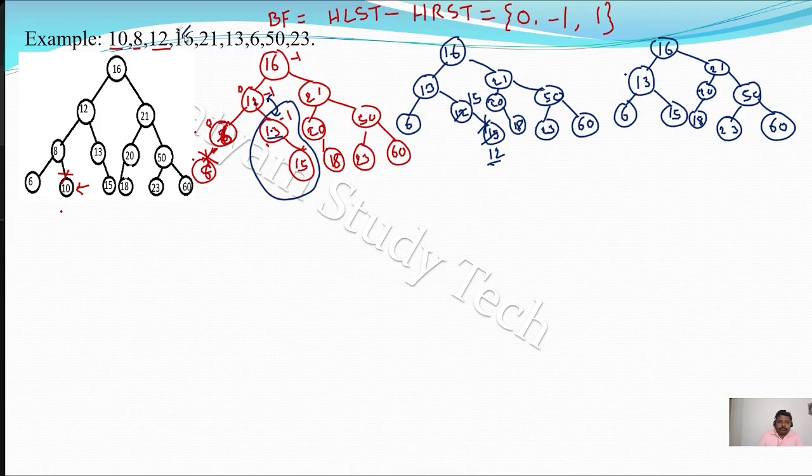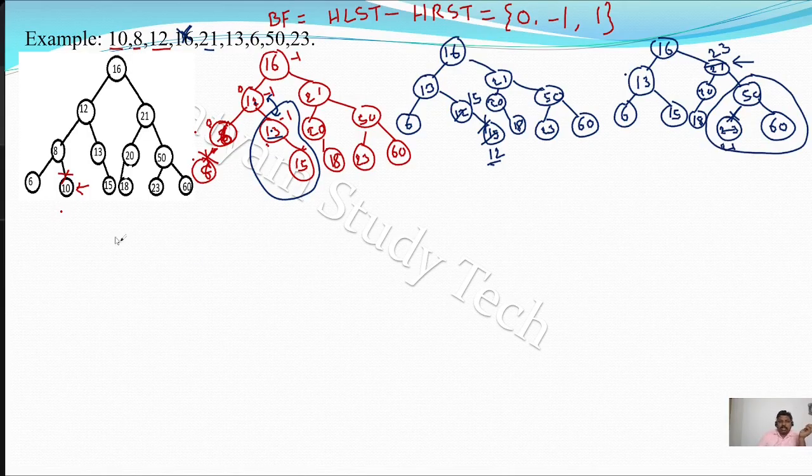Now we have to delete 21. Where is 21? Okay, 21 is here. Now how to delete 21? We follow the inorder successor. That means we find the smallest element on the right subtree. What is the smallest element? 23. So you replace 21 with 23 now. So here it is 21, and it is directly deleted.